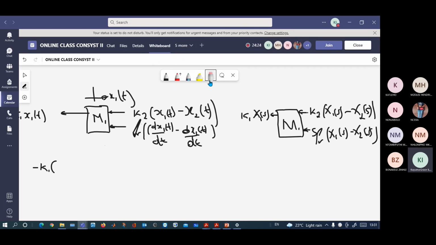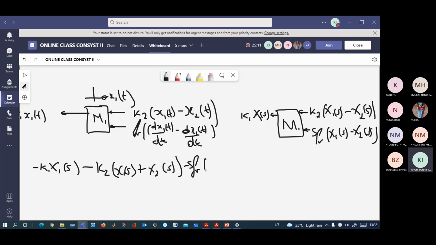Let's do it like this: minus K1 times X1, and we can do minus K2, open the bracket, X1(s) plus, because this is minus, we'll put this minus here, it's going to be plus X2(s), close the bracket, minus Fv s, open the brackets, X1(s) minus X2(s) is equal to 0. I'm going slowly so we can understand.